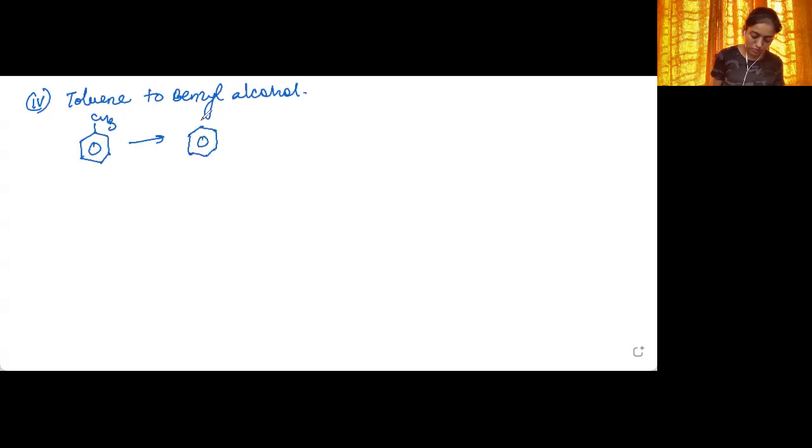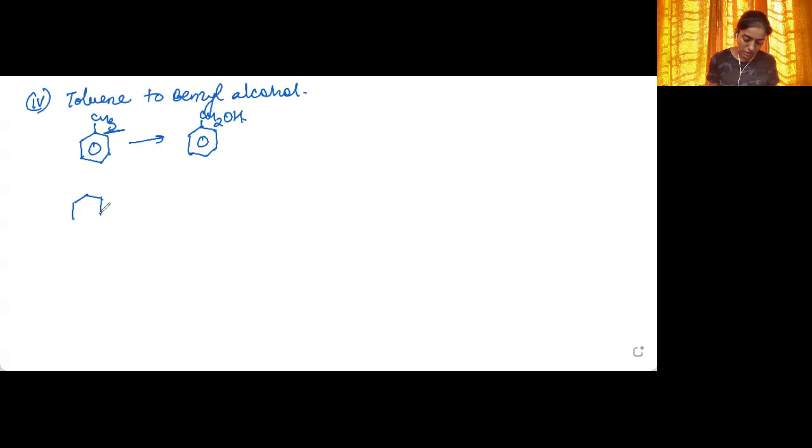Fourth part of this question is we need to convert toluene into benzyl alcohol. Toluene to benzyl alcohol. So let's draw the structure of toluene first, and then we can draw the structure of benzyl alcohol. Okay, so first we can just convert this into benzyl halide, not alkyl halide, benzyl halide.